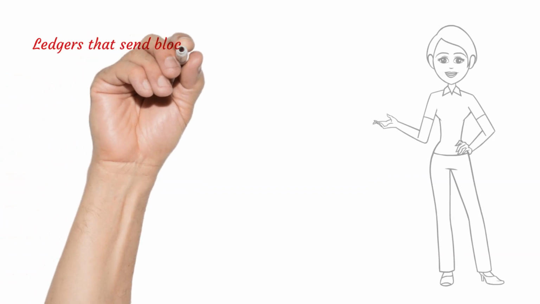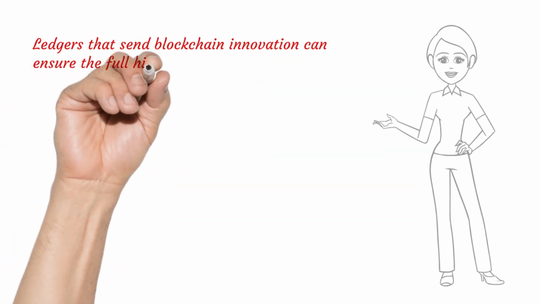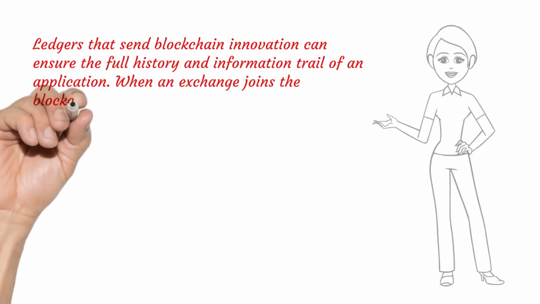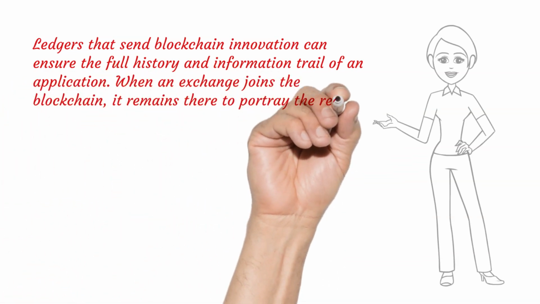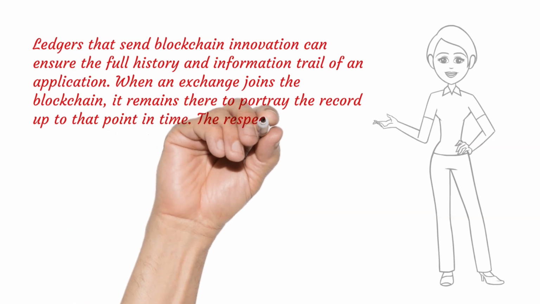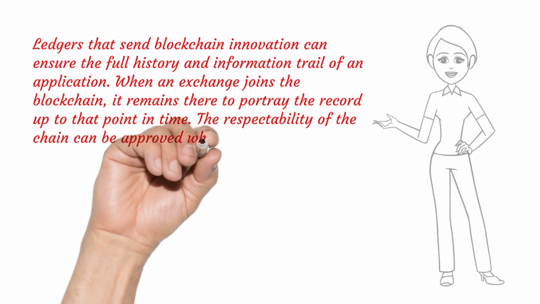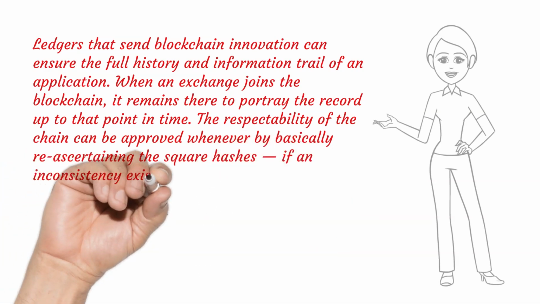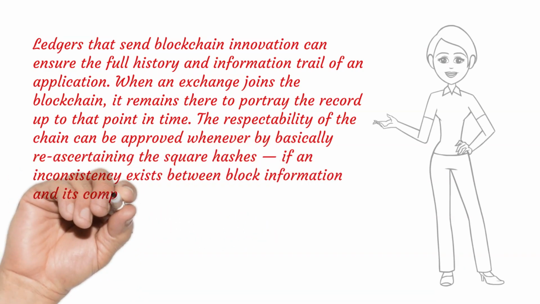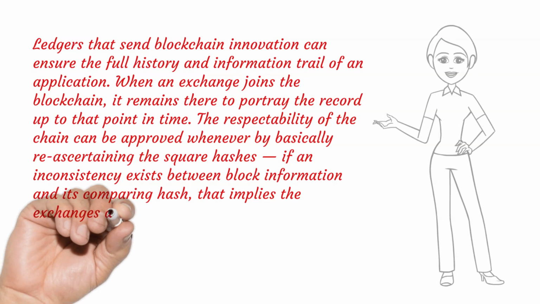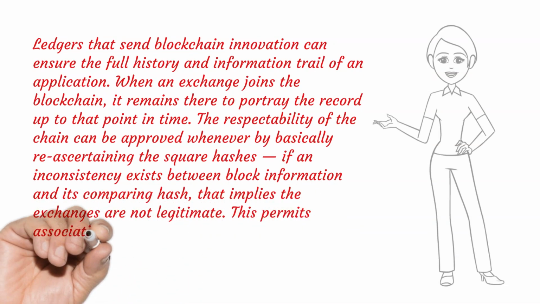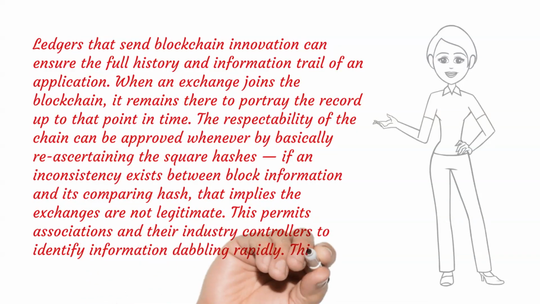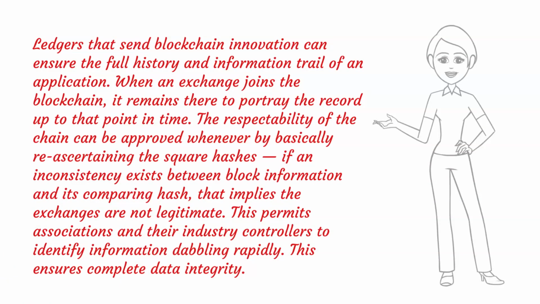Ledgers that deploy blockchain innovation can ensure the full history and information trail of an application. When a transaction joins the blockchain, it remains there to portray the record up to that point in time. The integrity of the chain can be validated at any time by simply recalculating the block hashes. If an inconsistency exists between block information and its corresponding hash, that implies the transactions are not legitimate. This permits organizations and their industry regulators to identify data tampering quickly. This ensures complete data integrity.